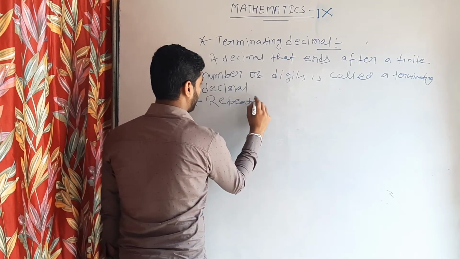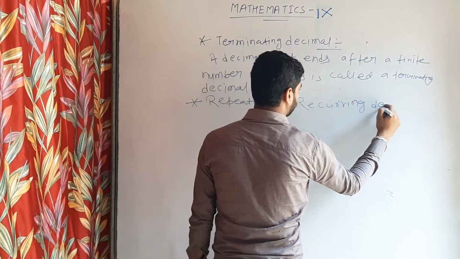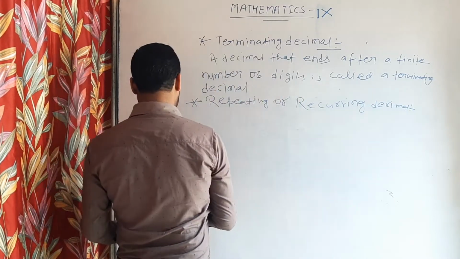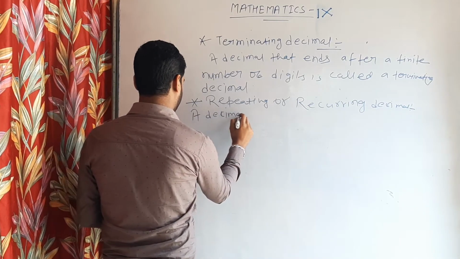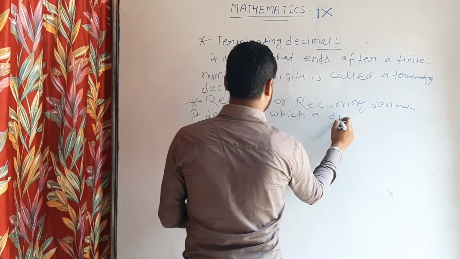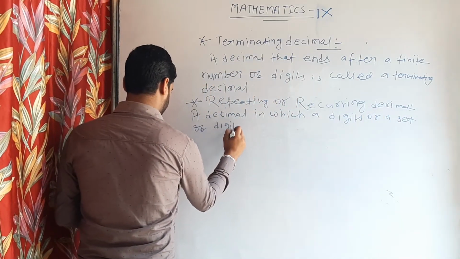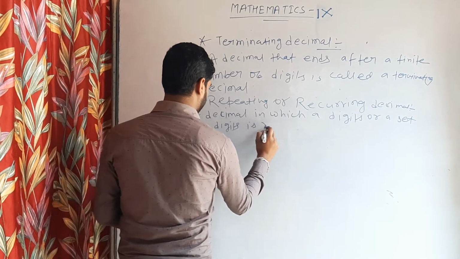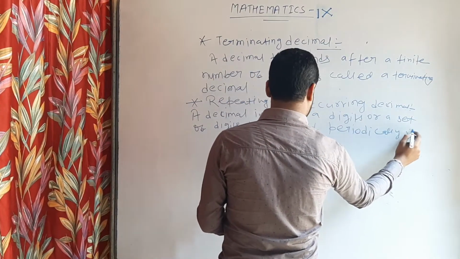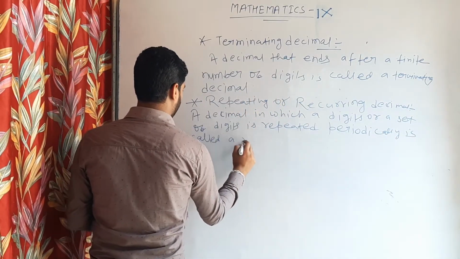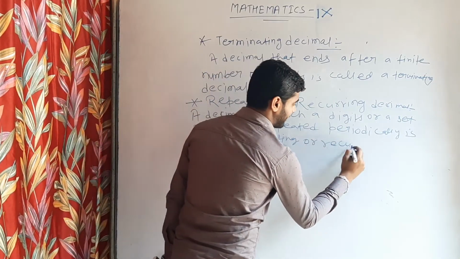Repeating or recurring decimal. A decimal in which a digit or a set of digits is repeated periodically is called a repeating or recurring decimal.